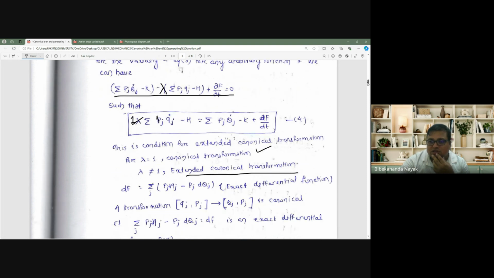So here you see, summed over pj qj dot minus h is equal to summed over capital Pj Qj dot minus k plus df by dt. Okay. So what is df? We can write df, since h is the Hamiltonian and k is equal to T plus V, the total energy, which for a conservative system is constant. So k, which is the Hamiltonian for the new system, is the total energy of the new system. It may be a constant.